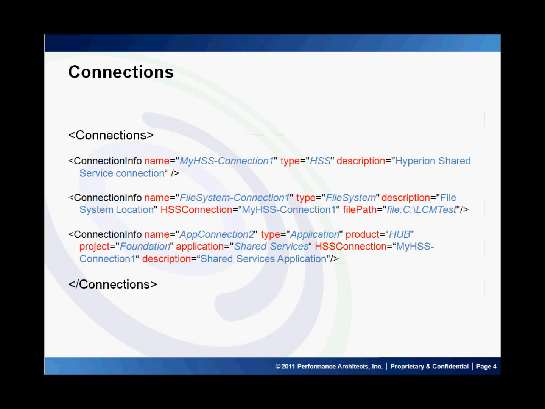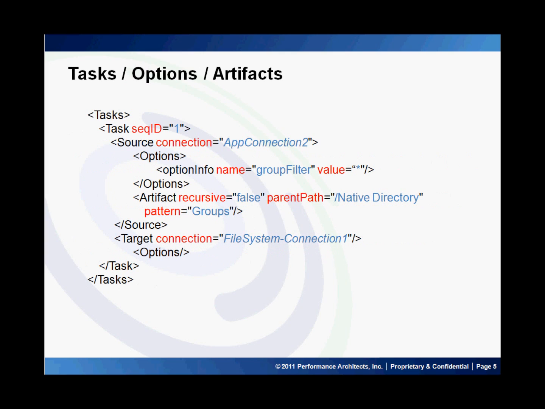The first section of the file are the connections. As you can see, there are three connections defined, the first being the shared services, type HSS. The second one here is the file system, type file system, and the third is the application connection. The second section in the file is the tasks, options, and artifacts. So the task section can have multiple task sections in there, each with its own sequence ID, and within this you define your source and the target connections. You also define for the source connections the options and the artifacts that will define this migration.